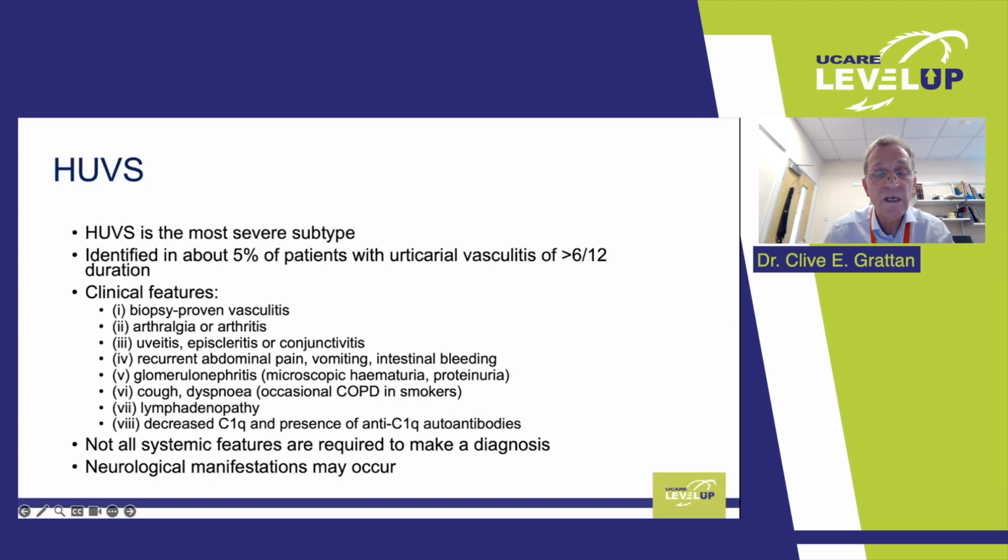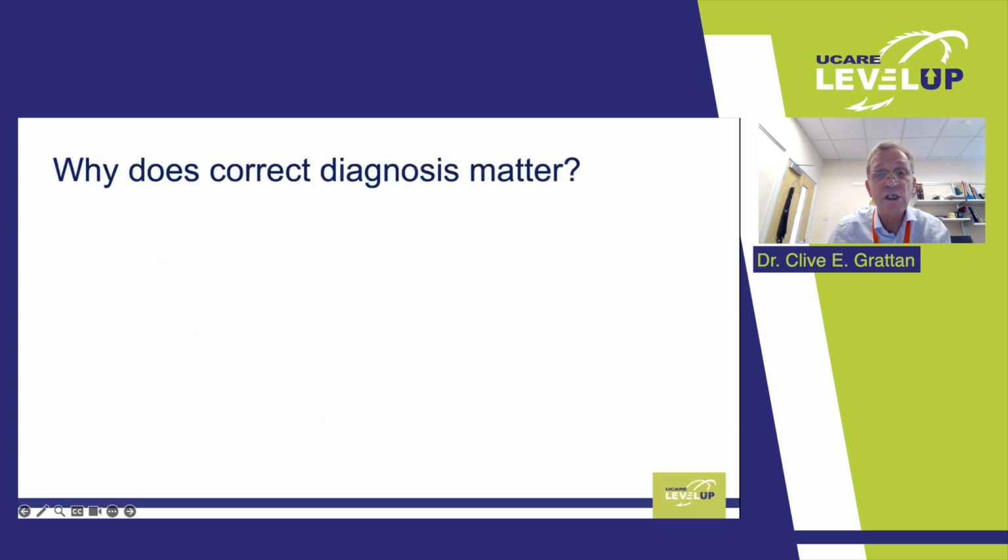Just a little bit more about HUVS before I close. HUVS is the most severe subtype, identified in about 5% of patients with urticarial vasculitis of more than 6 months duration. And clinical features include biopsy-proven vasculitis, arthralgia, uveitis, episcleritis, recurrent abdominal symptoms of pain, vomiting, glomerulonephritis, presenting with microscopic hematuria, proteinuria, cough and dyspnea, occasionally COPD in smokers, lymphadenopathy, decreased C1q, and the presence of anti-C1q autoantibodies. But not all systemic features are required to make a diagnosis, and some neurological manifestations may occur.